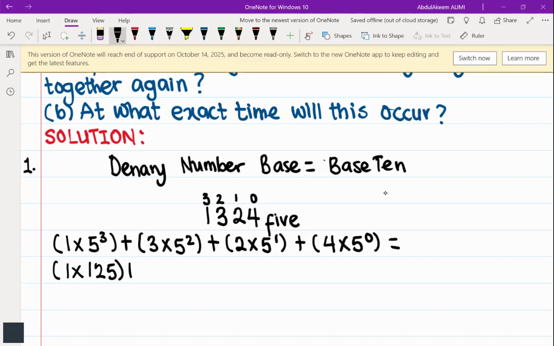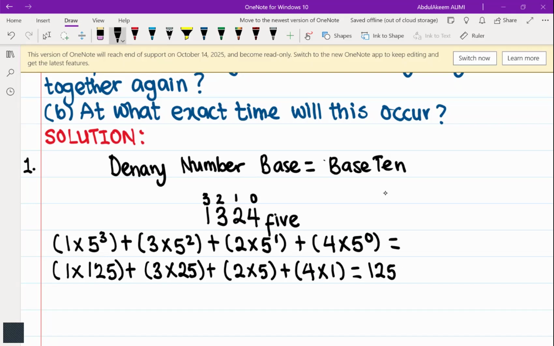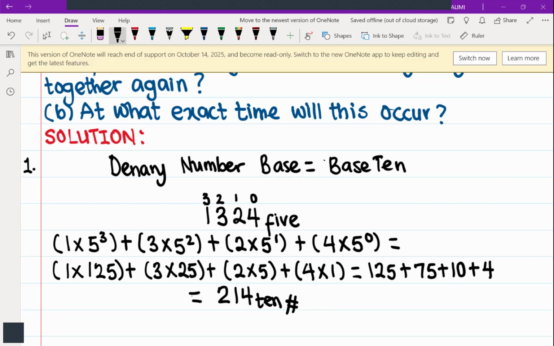If I continue with this, that will become 1 times 5 raised to the power 3, which is 125. 125 plus 3 times 5 raised to the power 2, which is 25, plus 2 times 5 raised to the power 1, which is 5, plus 4 times 5 raised to the power 0, which is 1. So this will become 125 plus 3 times 25, which gives 75, plus 2 times 5, which gives 10, and 4 times 1 is 4. If I add all together, this will give me 214 in base 10. So we've been able to convert according to the question for the first one.